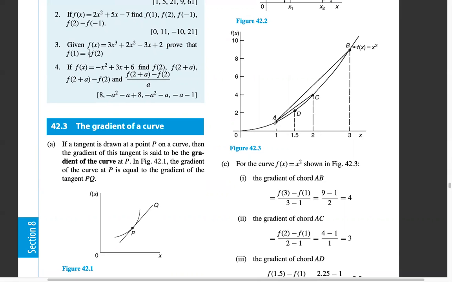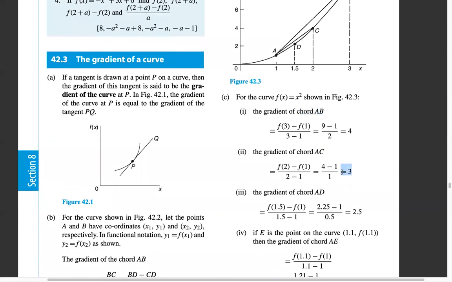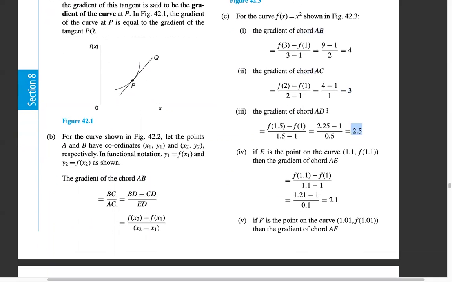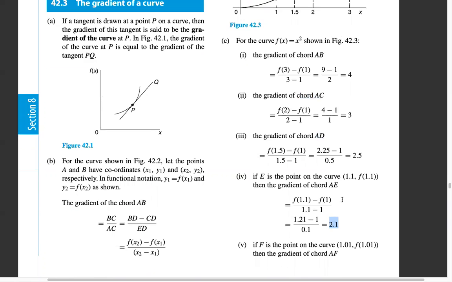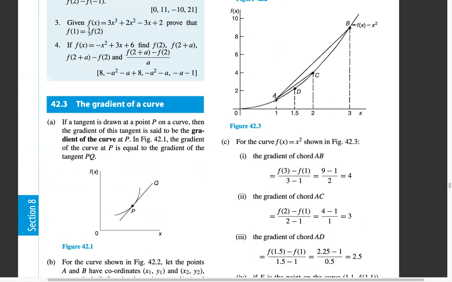So it's a limiting process, right? Look here, finding the gradient of chord AB using 2 points, it says 4. Then define the gradient of AC, that's 3. Then AD, 2.5, right? Shrinking it smaller and smaller, eventually you're going to get something real close to 2. Okay, the gradient at the point A.